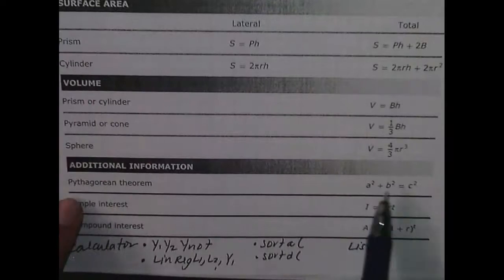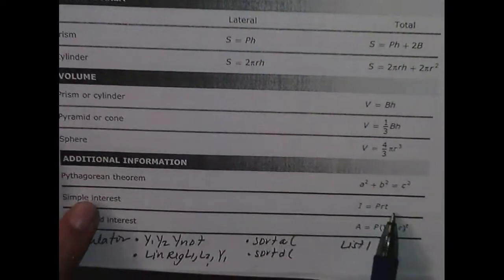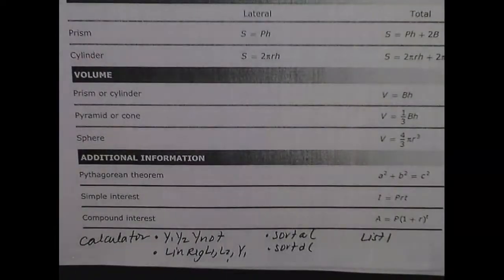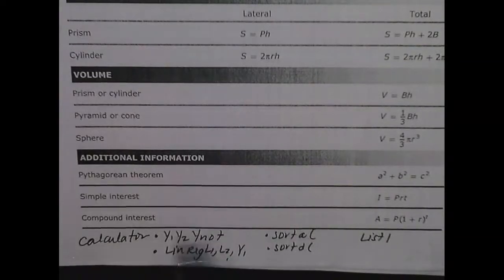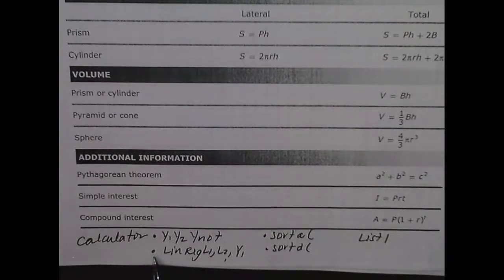Pythagorean theorem, a squared plus b squared equals c squared. You get simple interest, I equals PRT. Compound, and then you get your calculator, and I added that. So you've got y1, y2, y0. And when would you use that? Solving for x. When do you use LinReg, list 1, list 2, y1? Solving for y equals mx plus b, like linear. Sort A, sort D, that's ordering. And list 1, that's kind of part of the ordering.